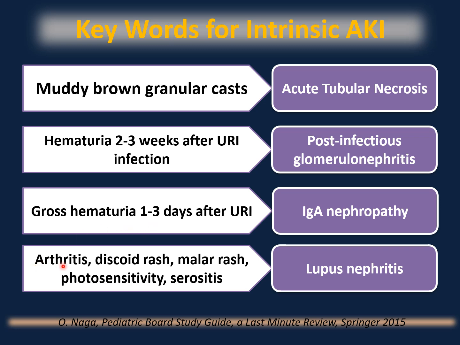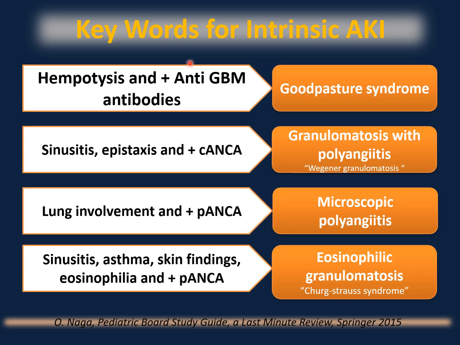If you have a patient with arthritis, discoid rash, malar rash, photosensitivity, serositis, this is lupus nephritis. In this case, ANA will be positive. Anti-double strand DNA will be positive. C3 and C4 will both be low. Other keywords for possible causes of intrinsic acute kidney injuries: hemoptysis and positive anti-glomerular basement membrane antibodies. This is Goodpasture syndrome. If you have a patient with sinusitis, epistaxis, and positive C-ANCA, this is granulomatosis with polyangiitis.